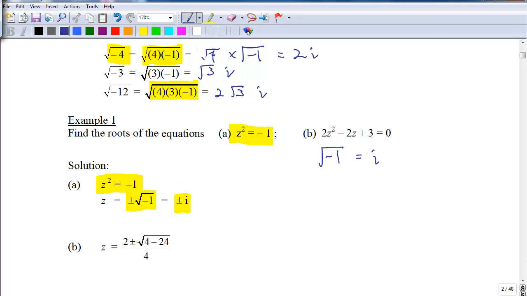Now note the difference when we were solving these questions previously. If we have x squared equals minus 1, when we take square root on both sides, we have the same thing, but we will say we reject since x is real.